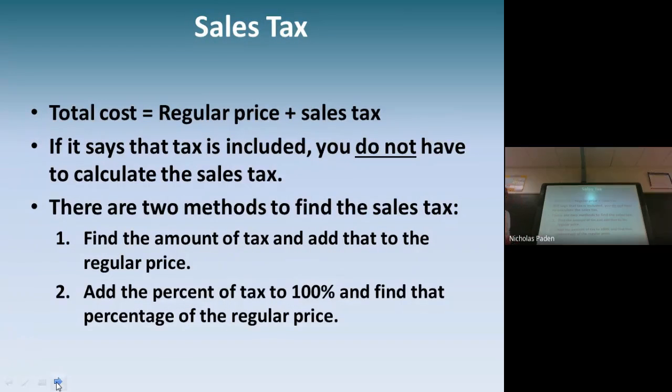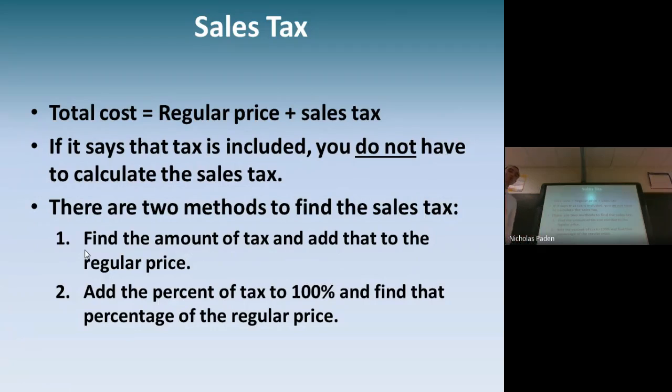The way that you would find sales tax is actually the same that you would find a markup. So think back to when we found markups. It's the total cost is the regular price plus the sales tax. And then there's two methods that we could use to find the sales tax. We could either find the amount of tax and add that to the regular price. And this method is exactly like what we did for markups. That's how method one is how we're going to find it most of the time.